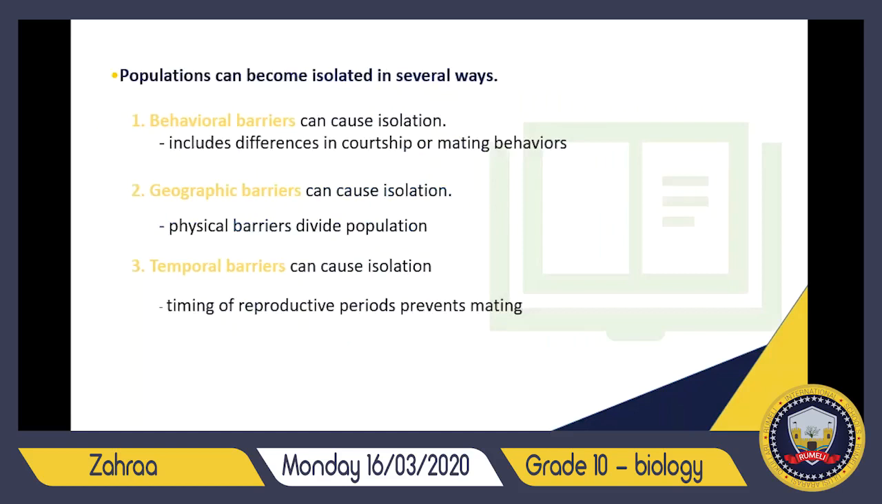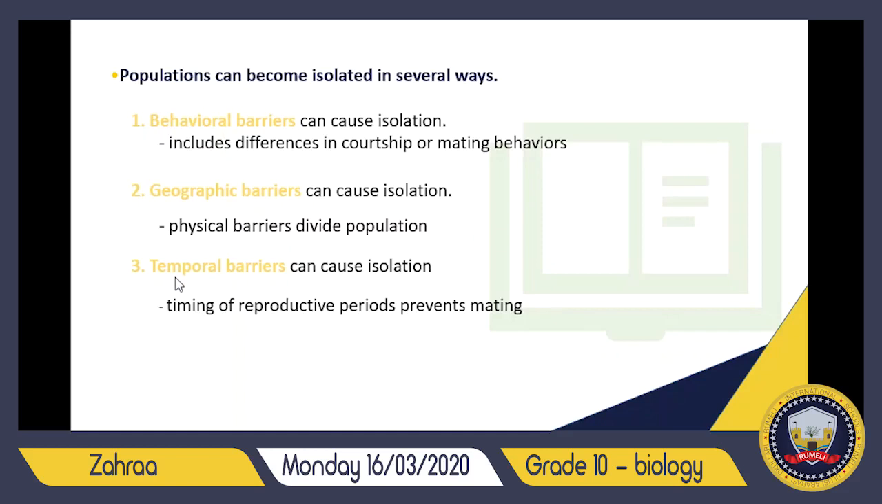So how can populations become isolated? Actually, several kinds of barriers can prevent mating between populations, leading to reproductive isolation. These include behavioral, geographical, and temporal barriers. Let's start with the first barrier.